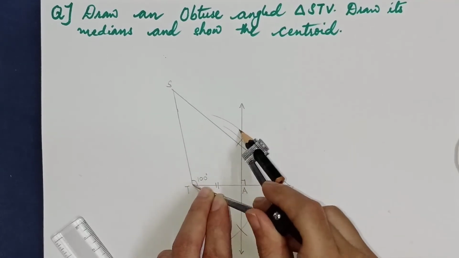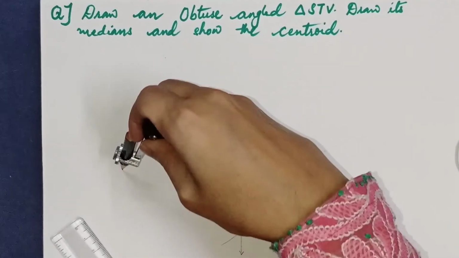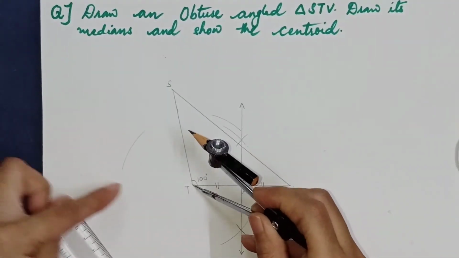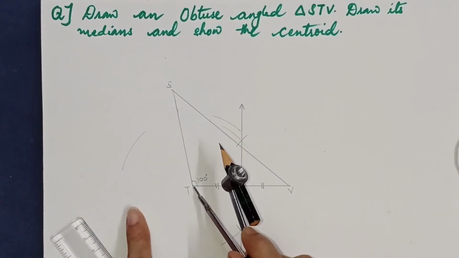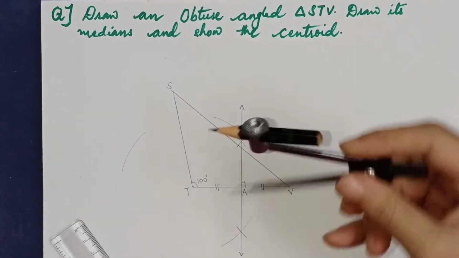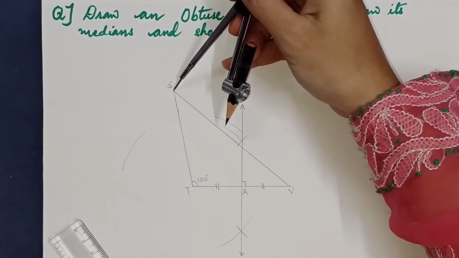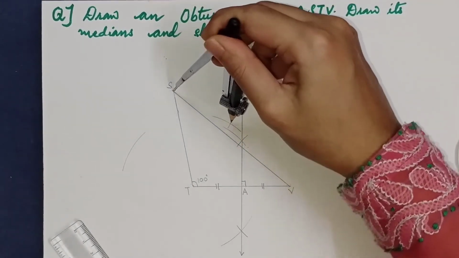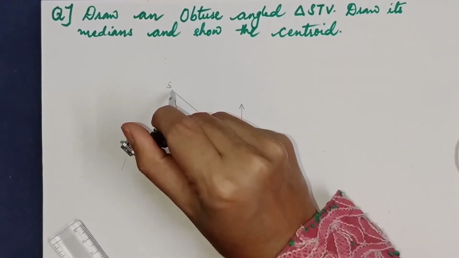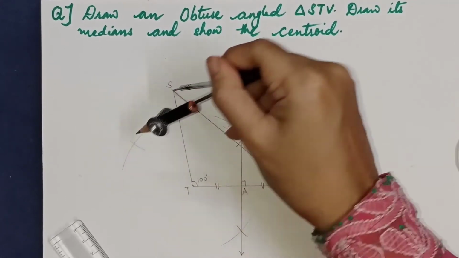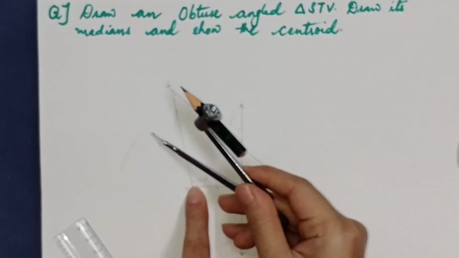So we'll just draw the arc. Because I knew the intersection area, I'm drawing it in this region. I'm not drawing it here or over there. Now we'll keep it at point S and we'll try to cut it. Suppose it's not getting cut, then you have to again keep it on T and you have to extend your arcs.